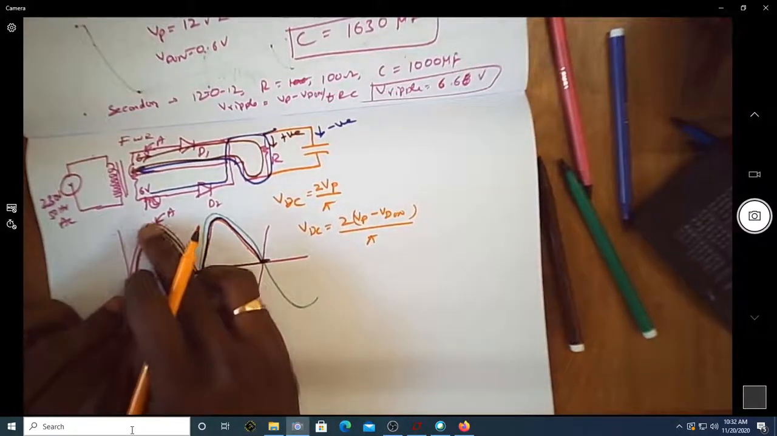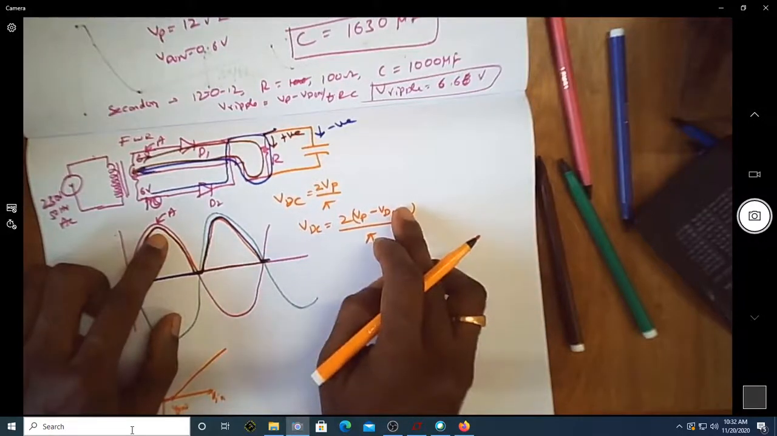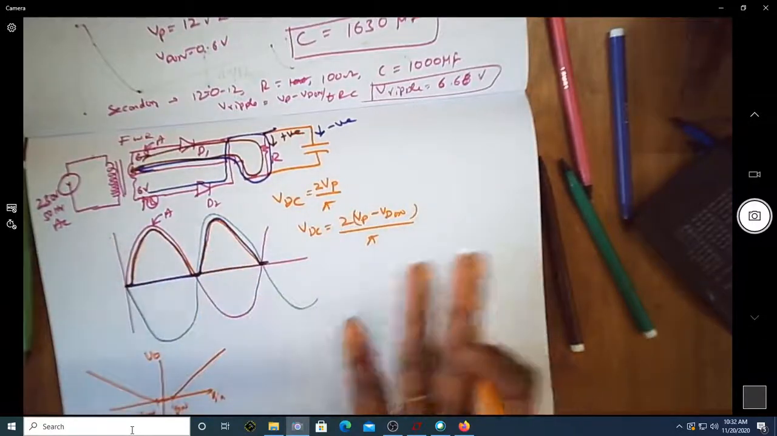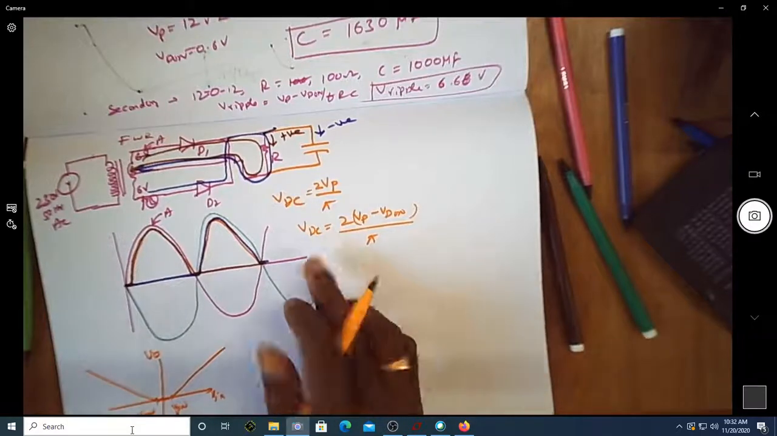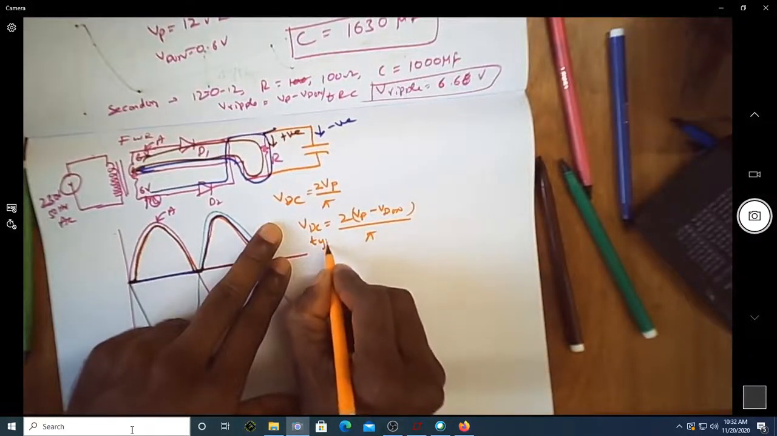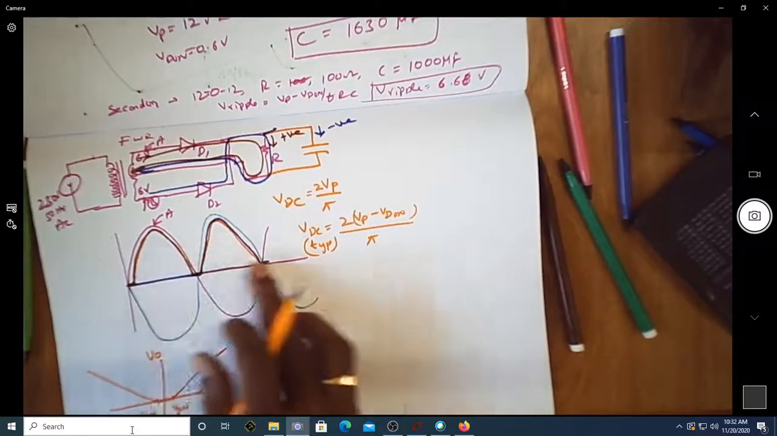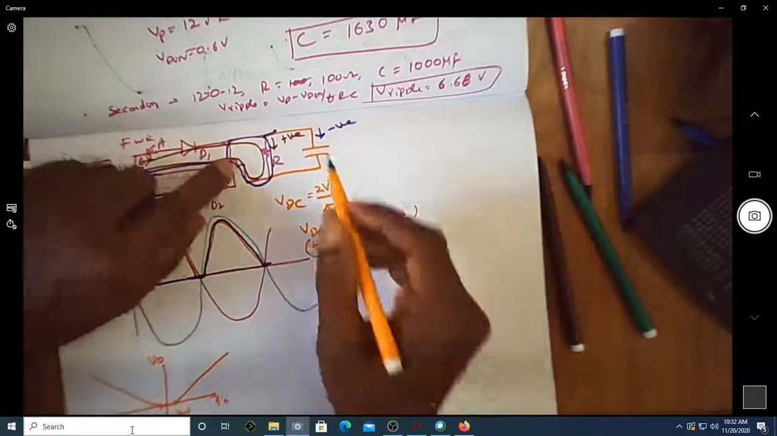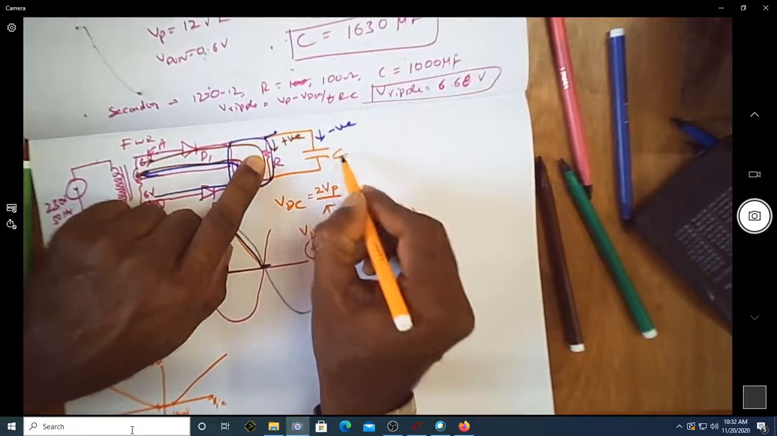So this is Vp minus Vd on for one case, and another Vp minus Vd on for the other. It's like having two half-wave rectifiers connected side by side. This happens to be 2 times Vp minus Vd on by pi. So this is the typical DC voltage, or the average voltage, of this full wave rectifier signal in the case of a typical diode. Now we are talking about what ripple voltage will exist if I put a capacitor.